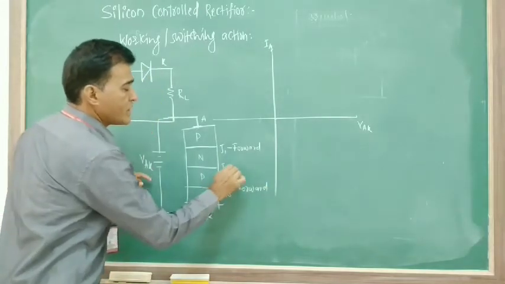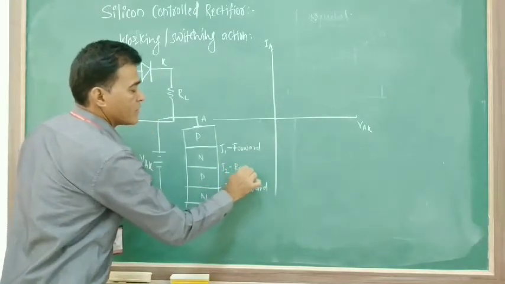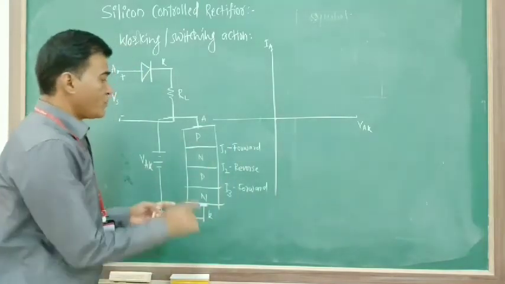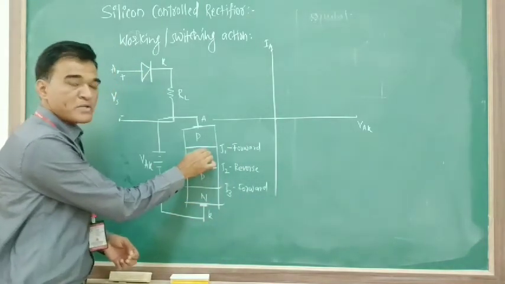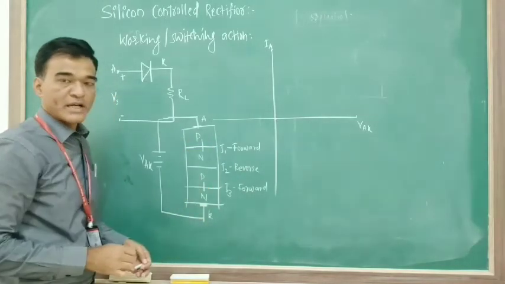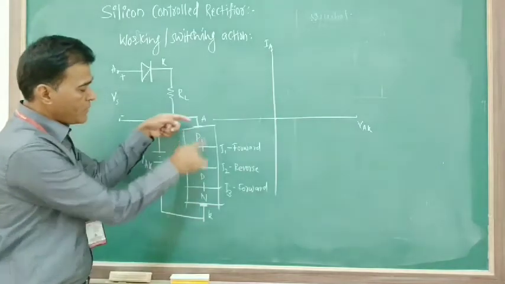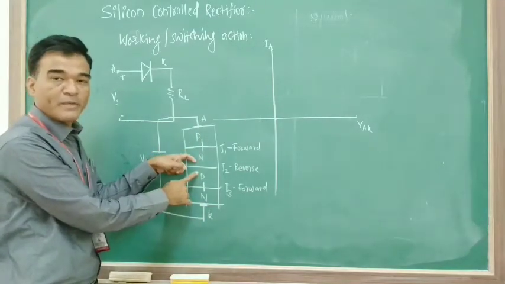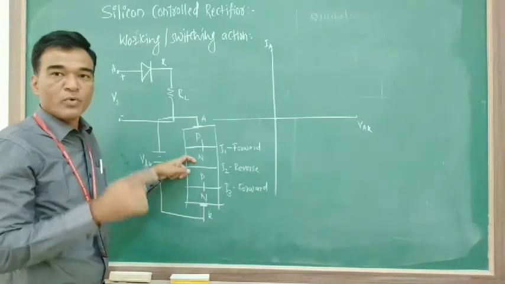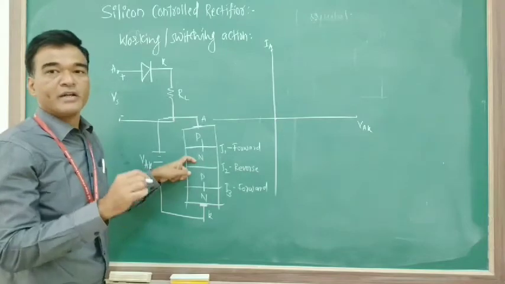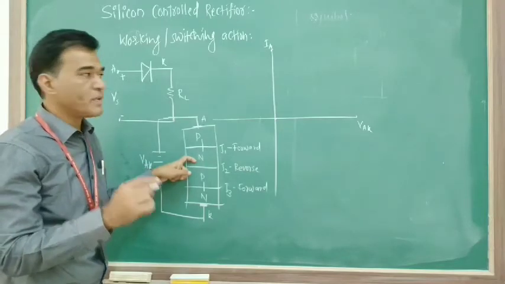Junction J2 is reverse biased. So what happens? This junction is forward biased, which is acting as a short circuit. Junction J3 is also forward biased, which is acting as a short circuit. Now, in between anode and cathode there is only the reverse biased junction J2, and we know that a reverse biased junction won't allow the flow of current. Only the leakage current flows through the reverse biased junction, which is very small.